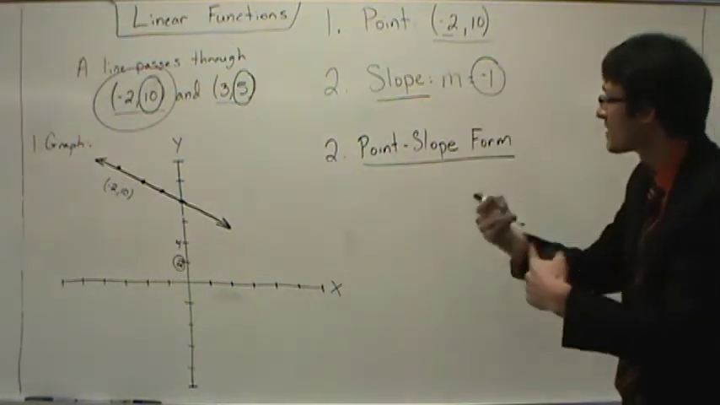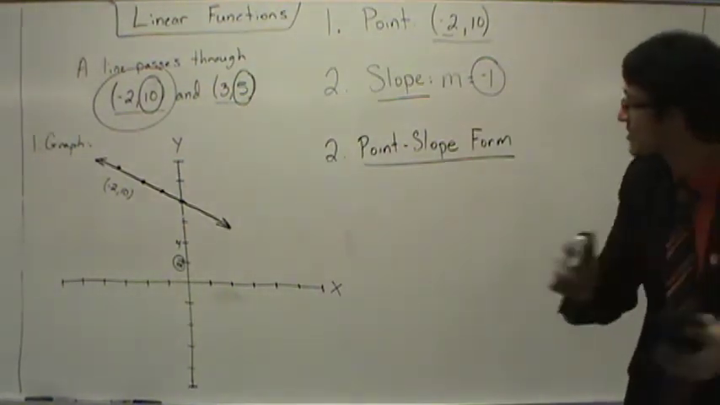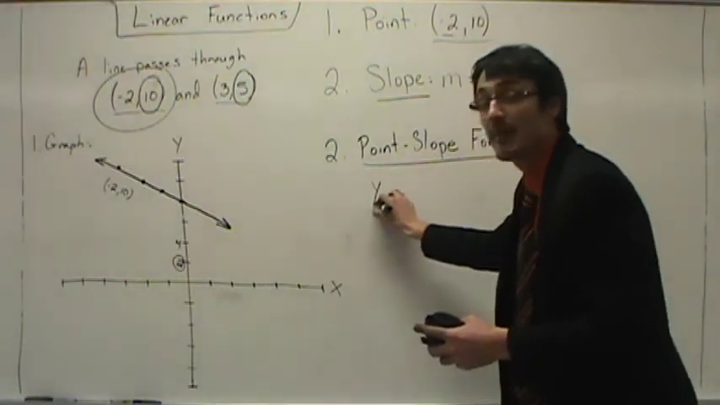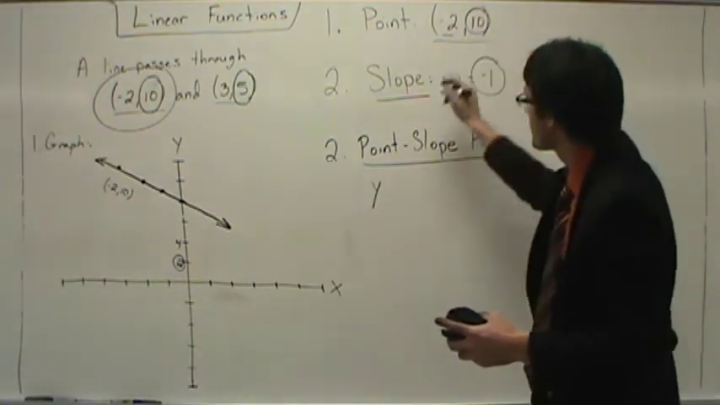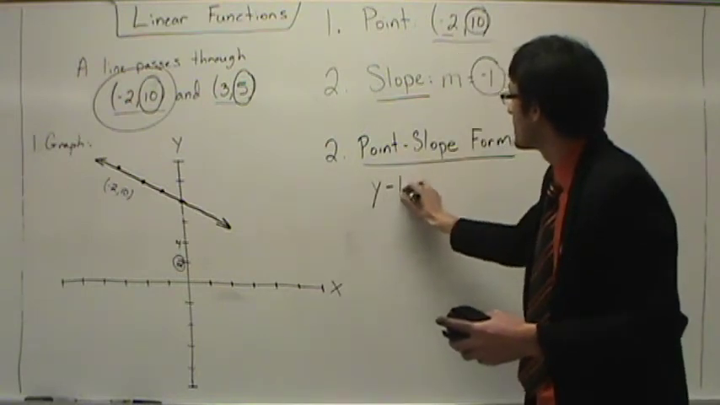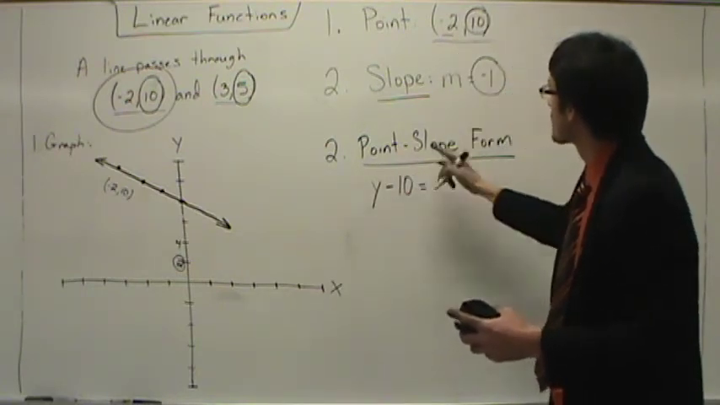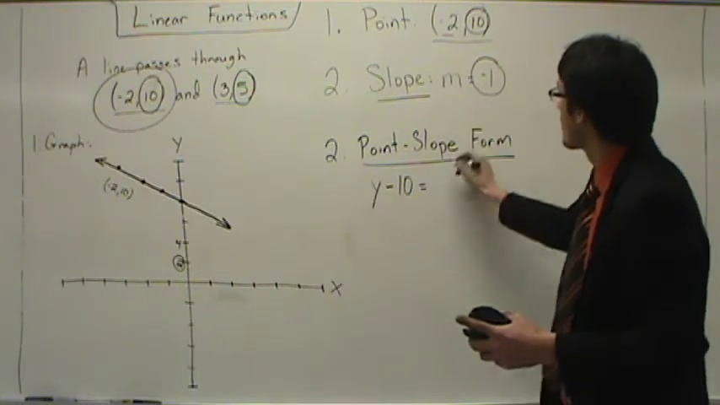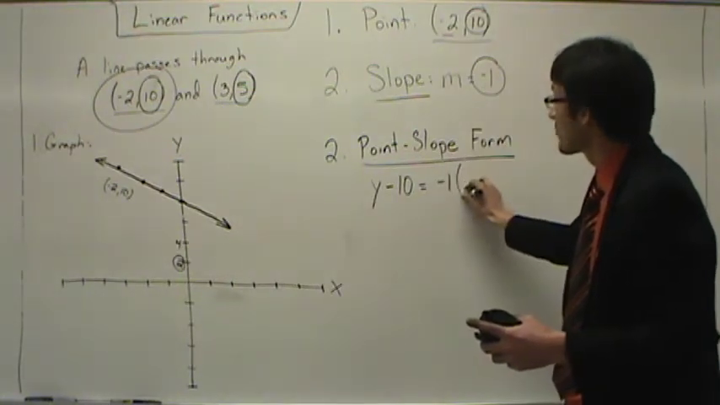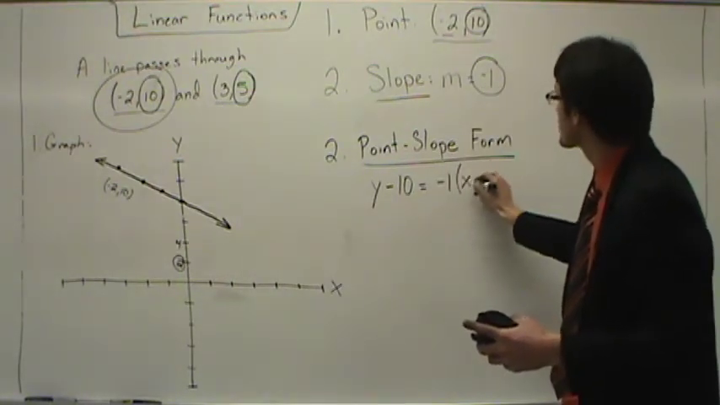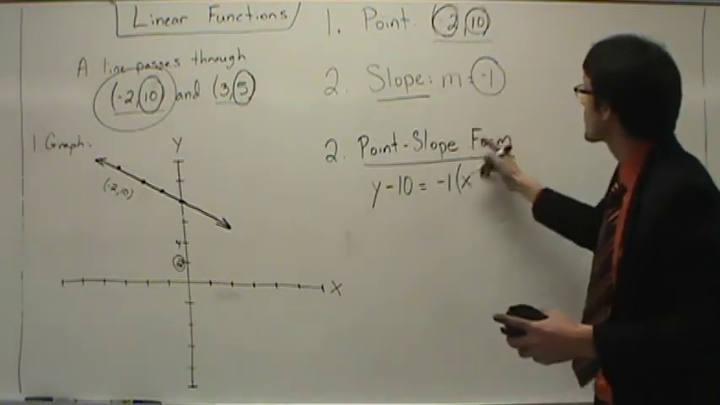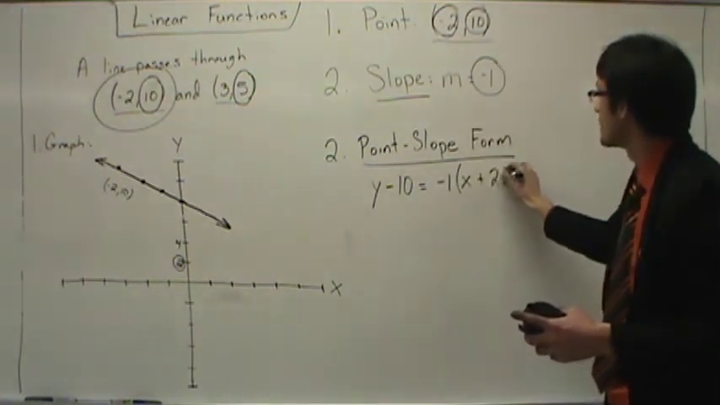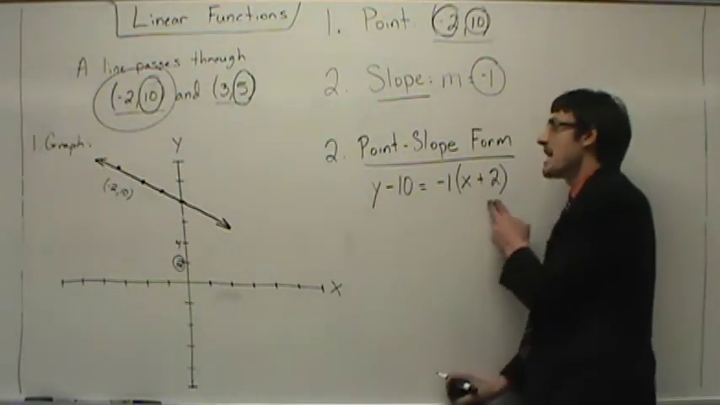Now remember from yesterday, if you need to, you can go back and rewatch the other video. We start with y, and we write the opposite of the y value of the point. Since the y value of the point is 10, we put the opposite of 10, which is negative 10. Equals, what goes next? The slope. We write negative 1, open a parenthesis, and write x, and now the opposite of the x value of the point. The x value of the point is negative 2, so we're going to put the opposite of that, which is positive 2.